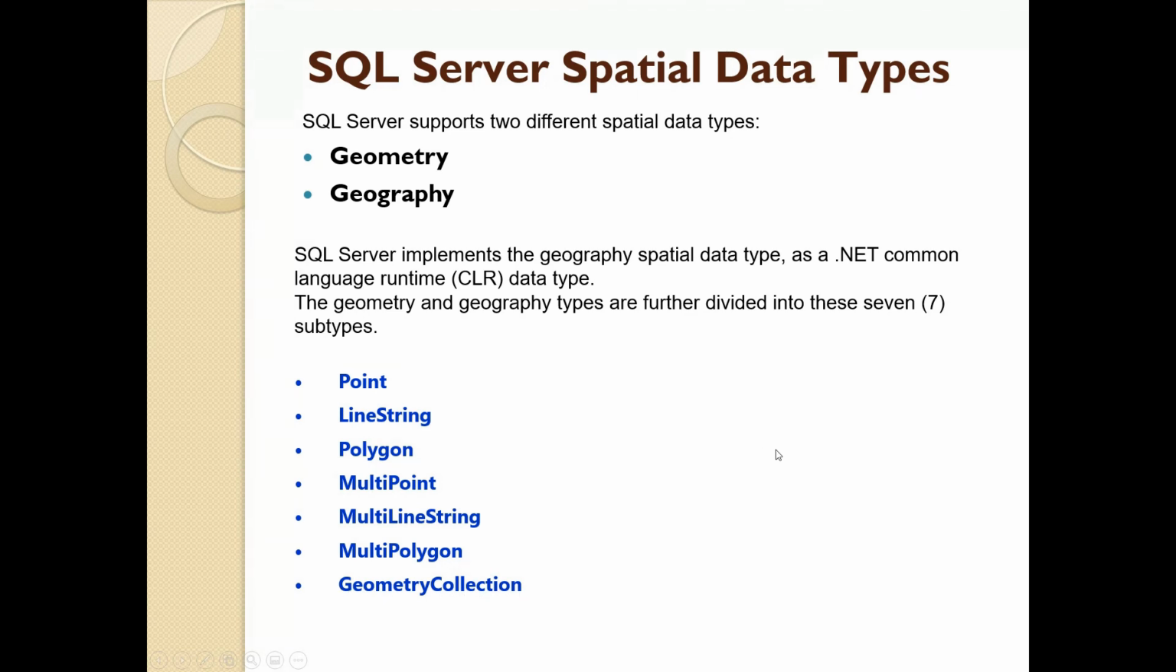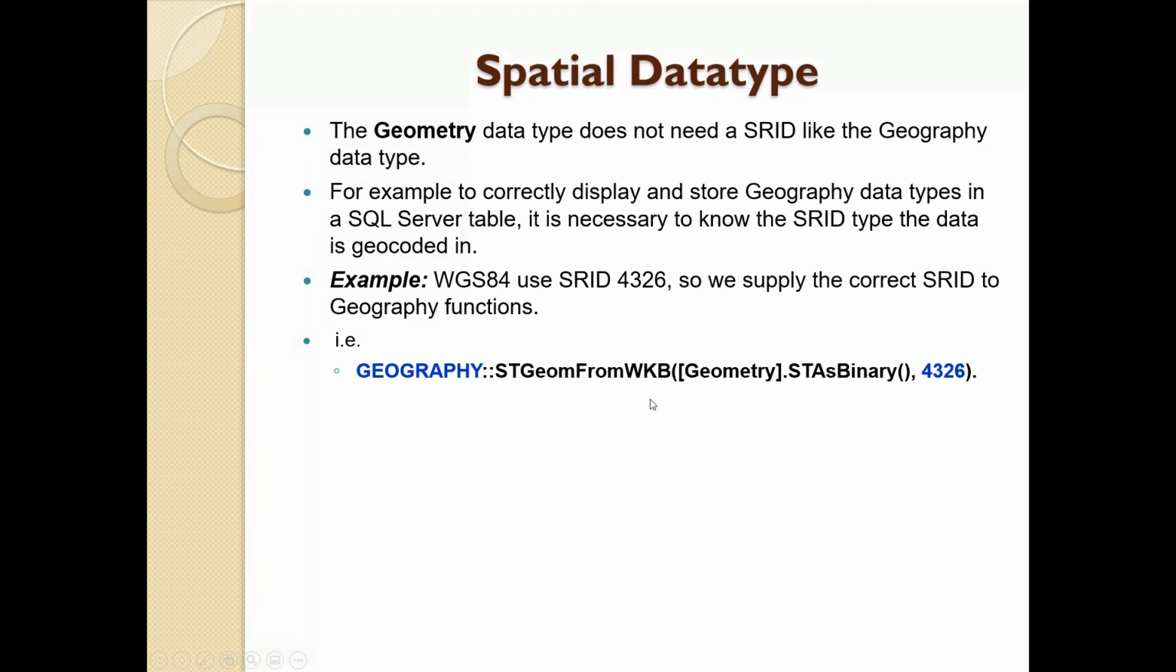There are also some new ones that came after I created this slide deck, the circular types you can do as well. I'm not going to be covering that. The geometry data type does not need a spatial reference ID because it's not necessary. It's a geometry object. For geography, you need to state that you're using the WGS84 reference system, which is 4326 in SQL Server. So you need to use it for that.